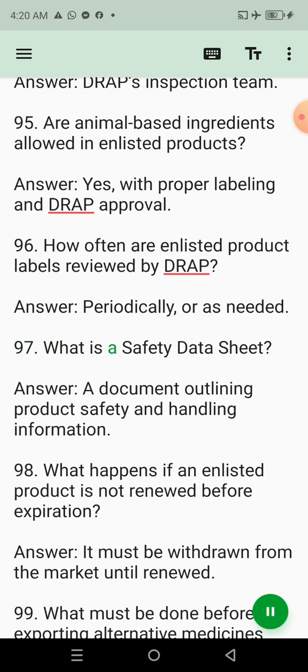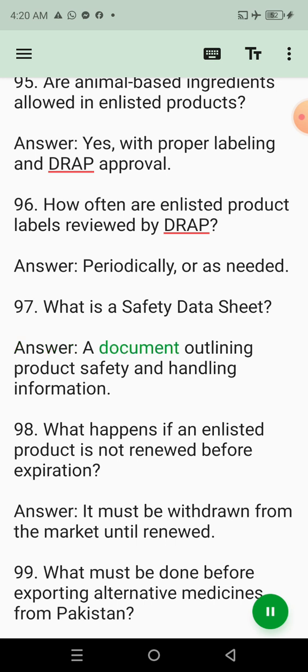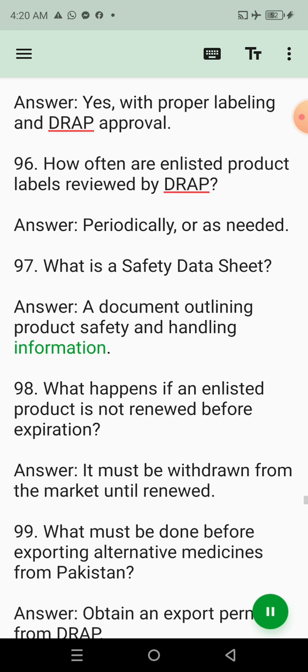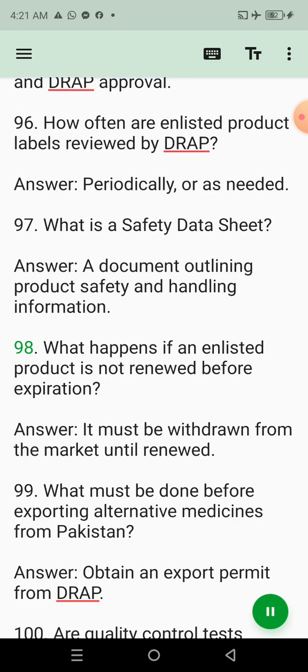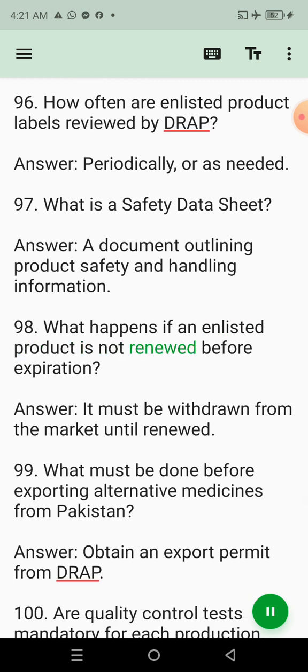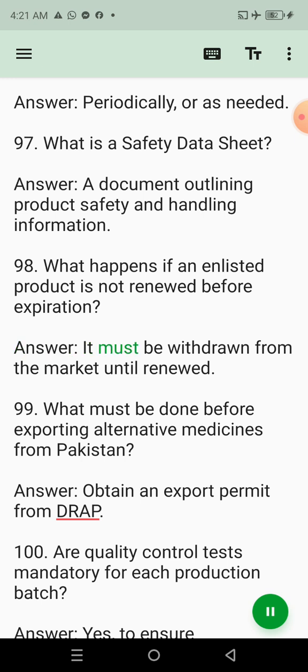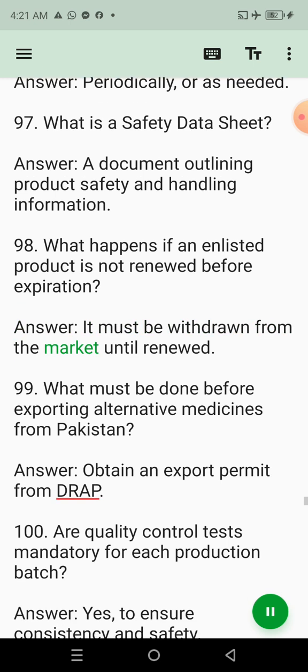97. What is a safety data sheet? Answer. A document outlining product safety and handling information. 98. What happens if an enlisted product is not renewed before expiration? Answer. It must be withdrawn from the market until renewed.